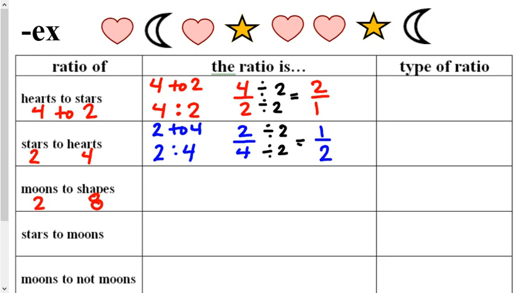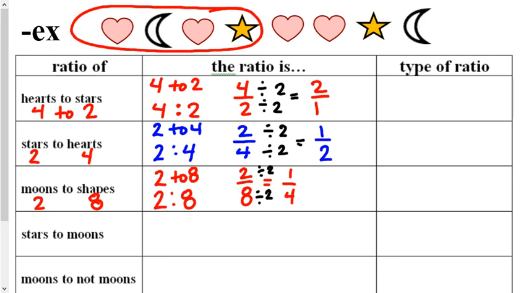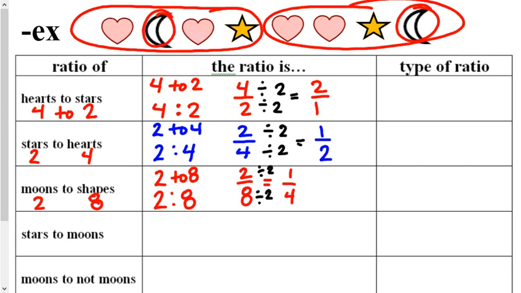So the ratio of moons to shapes is 2 to 8, which I can write with a colon. I can write in fraction form, and I can simplify that to a ratio of 1 to 4. And I got that by dividing both 2 and 8 by 2. So that means that there is 1 moon for every 4 shapes. And if I look at that, look at this. There's 4 shapes right here, and one of them is a moon. There's 4 shapes right here, and one of them is a moon. So for every 1 moon, there are 4 shapes. Or for every 4 shapes, there is 1 moon.